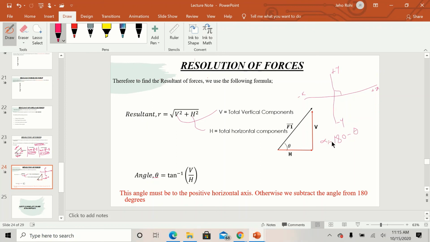I repeat that. If your angle is not within this positive x-axis, we subtract it from 180. Alright, so this is the formula we use to find the resultant of forces.